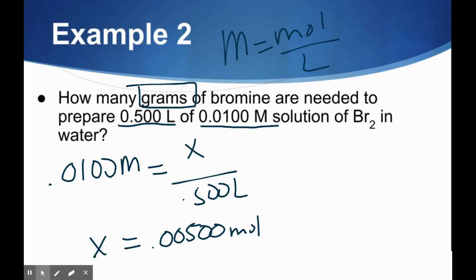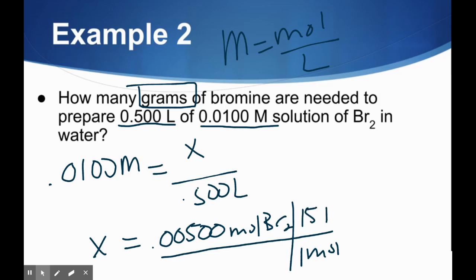0.00500 moles of Br2, and then you need to convert that to grams by multiplying by the molar mass, which is 159.80, and that should give you 0.799 grams of Br2.